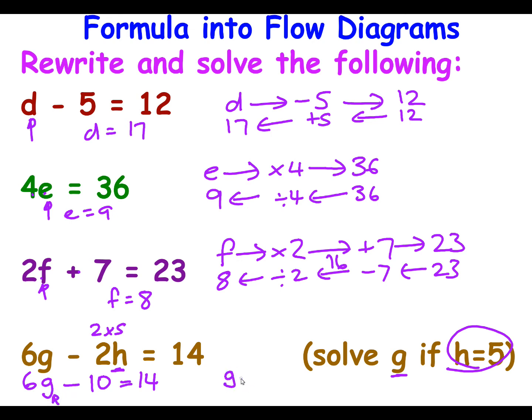So tell the story of g. The first thing we do to g is multiply it by 6. Then we subtract 10 and it gives us our answer of 14. So now when we come back the other way, we have 14. We need to add 10, which gives us 24. And then we need to divide by 6. So 24 divided by 6 is 4. So 6 times 4 is 24. Take away 10 is 14. So g is equal to 4.